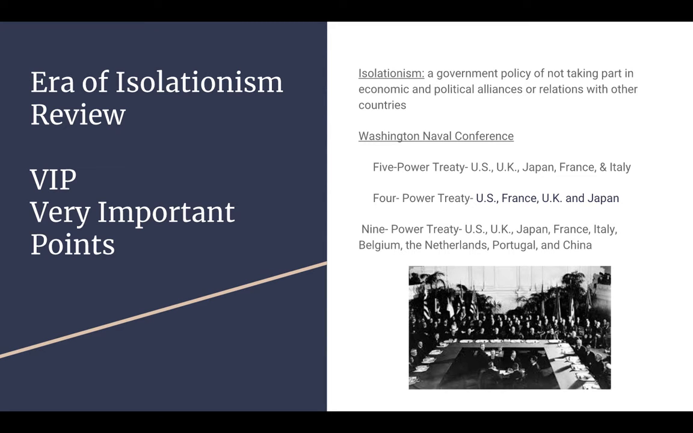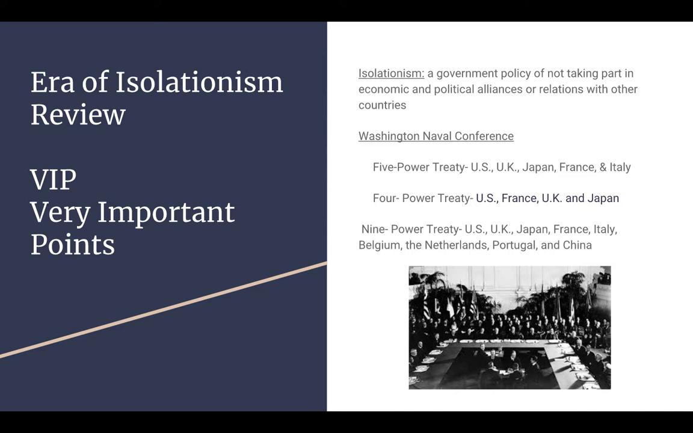Then we have the Nine-Power Treaty that was between the United States, the United Kingdom, Japan, France, Italy, Belgium, the Netherlands, Portugal, and China. This was essentially an internationalization of the United States' open door policy in China that we learned about during our imperialism unit. This treaty stated that all nine of these signatories, those nine countries I stated, would respect the territorial integrity of China.